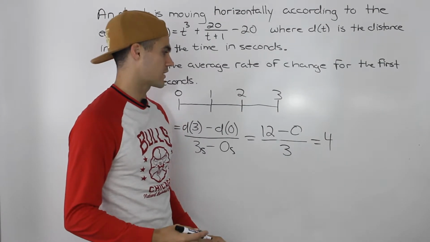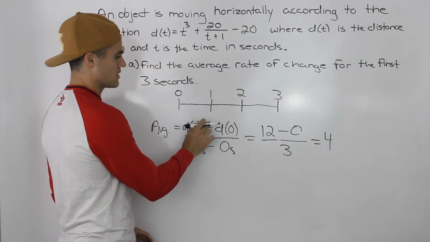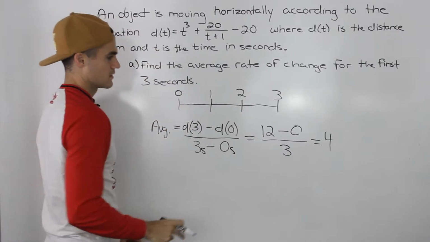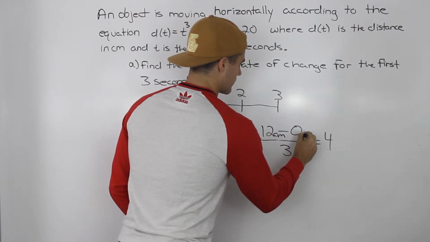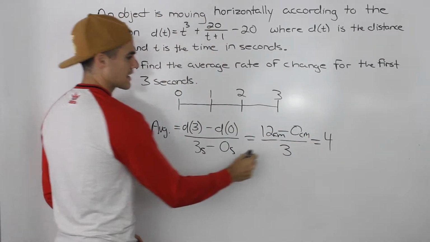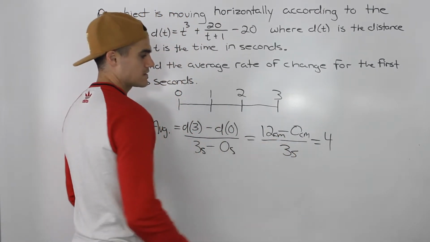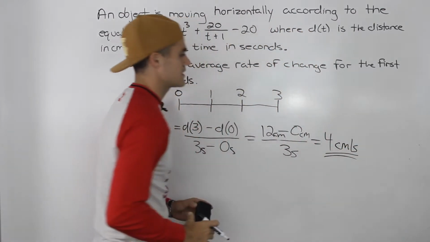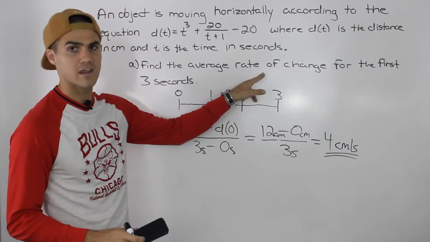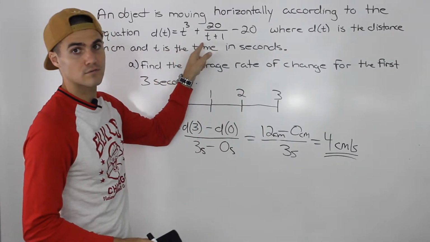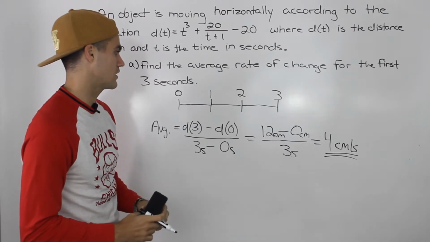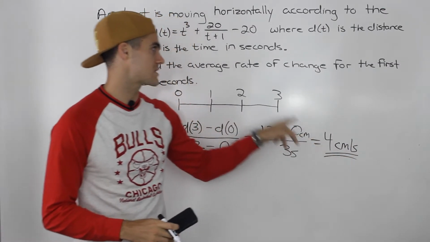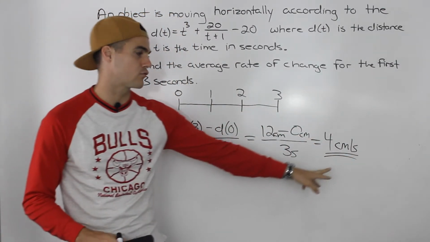Now you also can't forget about your units. Notice how the numerator is in centimeters, since this equation is in centimeters, and the denominator is in time, so it is seconds. So our final answer, the units of it, is going to be 4 centimeters per second. And notice how that is a speed. That makes sense because the rate of change of a distance versus time equation in this case is speed. So 4 centimeters per second represents the average rate of change for the first 3 seconds, and don't forget your units.